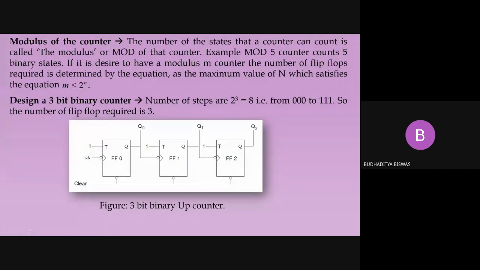The first one gets the clock pulse from an external clock source, and the remaining flip-flops get the clock pulse from the previous flip-flop output. If you take the clock pulse from Q, that will be an up counter. And if you take the clock pulse from Q bar, which is not shown here, then it will be a down counter. Got it?